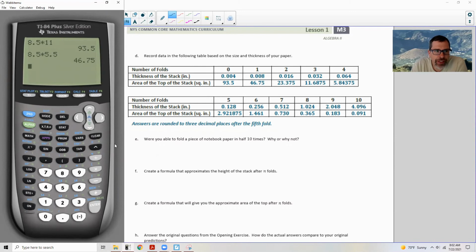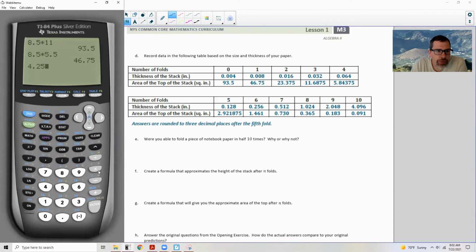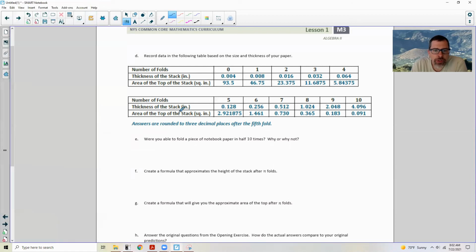Fold it in half again, the 8.5 would become 4.25 times 5.5, enter, and you get 23.375, and so on and so on. And that's where these values came in. So it says answers are rounded to 3 decimal places after the 5th fold. So once we got to the 5th fold, they were going out 6 decimal places. Then they started rounding to 3 decimal places after that.